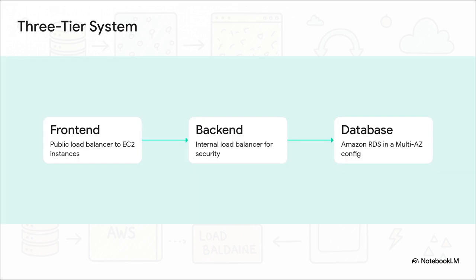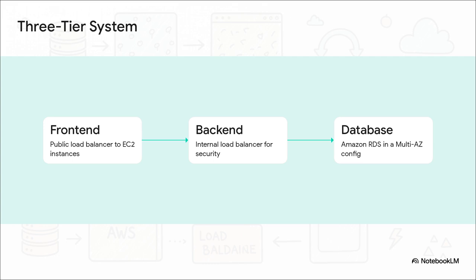Let's break down how these three independent tiers actually function. Step 1 is the front-end tier, where your web servers live. Traffic hits a public application load balancer first, which seamlessly passes users to healthy EC2 instances. Step 2 is the back-end tier, handling all the core application logic. Notice that this one sits safely behind an internal load balancer, completely cut off from the public internet, which is huge for security. And step 3 is the database tier, using Amazon RDS in a multi-AZ setup. Basically, if the primary database goes down, a perfectly synced standby in a totally different zone instantly takes over.